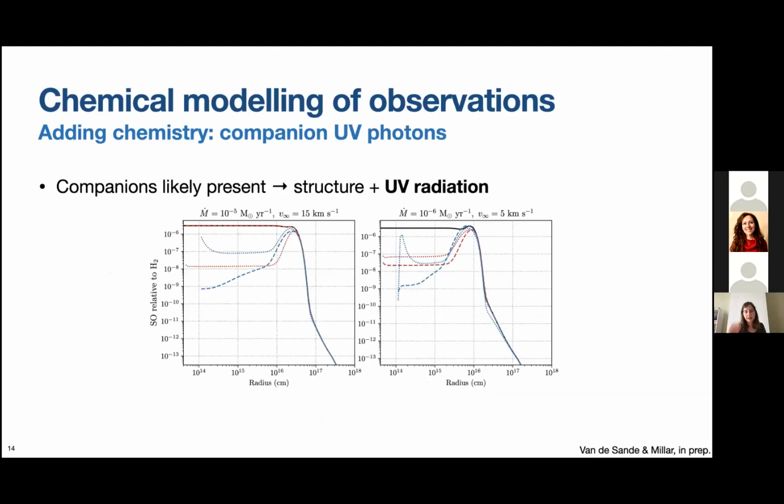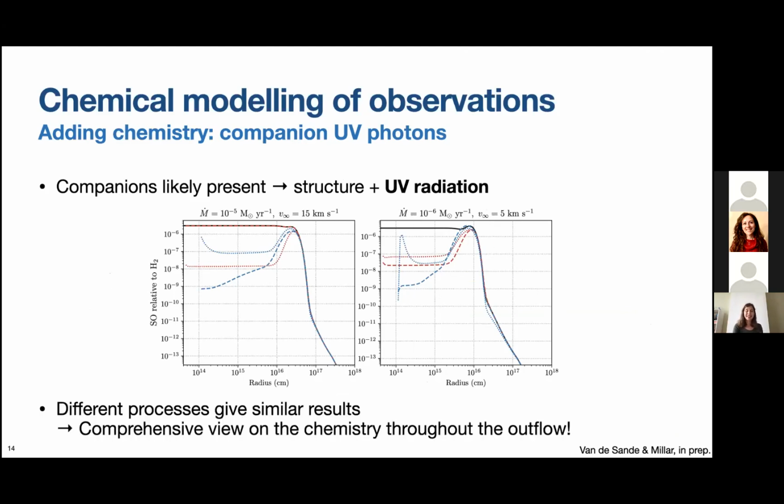But in the meantime, Tom Miller and I have been working on a simple model that takes the effect of companion UV photons into account, because we know that the companion is there, we see its effect on the structure, but if the companion is a star, it will also emit UV radiation. And this will start off the rich photochemistry already in the inner rings, so not just in the outer rings, already in the inner rings. And for dense oxygen-rich outflows, we would see again that this shell-like shape reappears. So different processes give similar results.